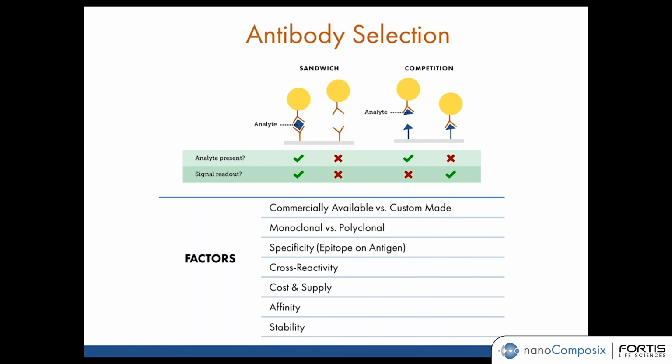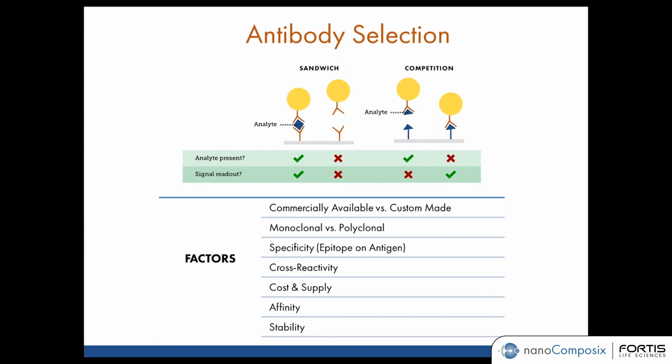When selecting antibodies, there are many factors to consider, such as availability. Are your antibodies commercially available, or will you need to get them custom made? Will you use monoclonal or polyclonal antibodies, or a combination of both? Specificity in terms of where on the analyte your antibody is binding. If you're forming a sandwich assay, you want to make sure that the antibodies can sterically bind to two different epitopes on the analyte. You need to look at cross-reactivity.